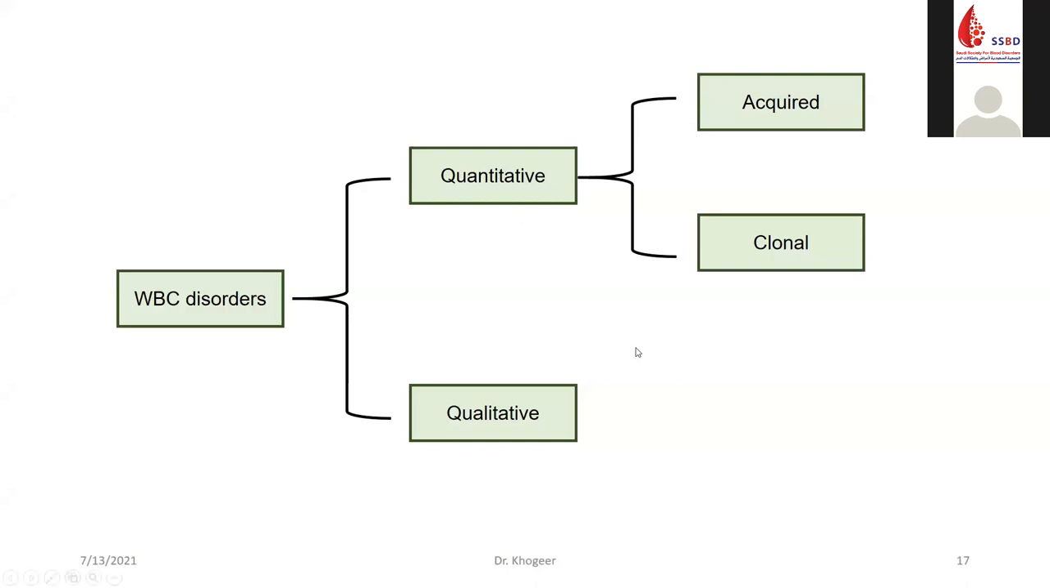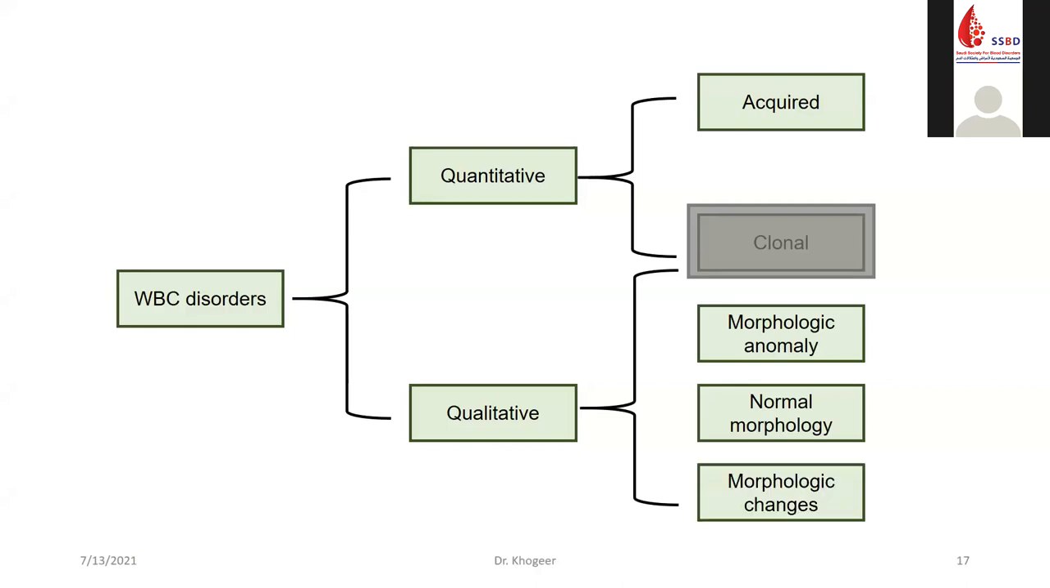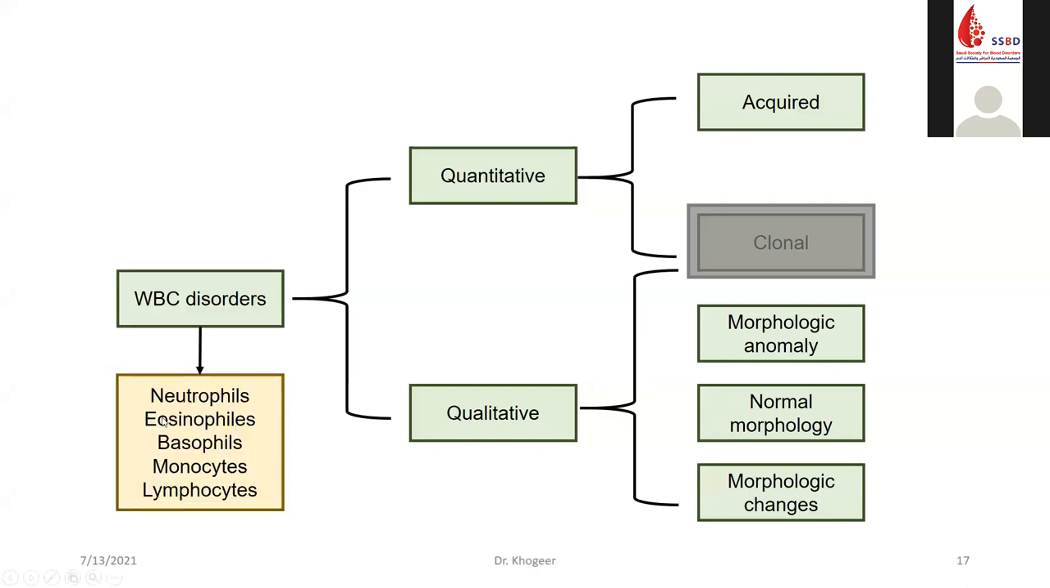For qualitative alteration, it can be categorized into three conditions: morphologic abnormalities, or with normal morphology, and those with morphological changes. Each white blood cell we have, the neutrophils, eosinophils, basophils, monocytes, and lymphocytes, may have either qualitative or quantitative abnormalities. Many times, almost all cases show quantitative and qualitative abnormalities in parallel together.